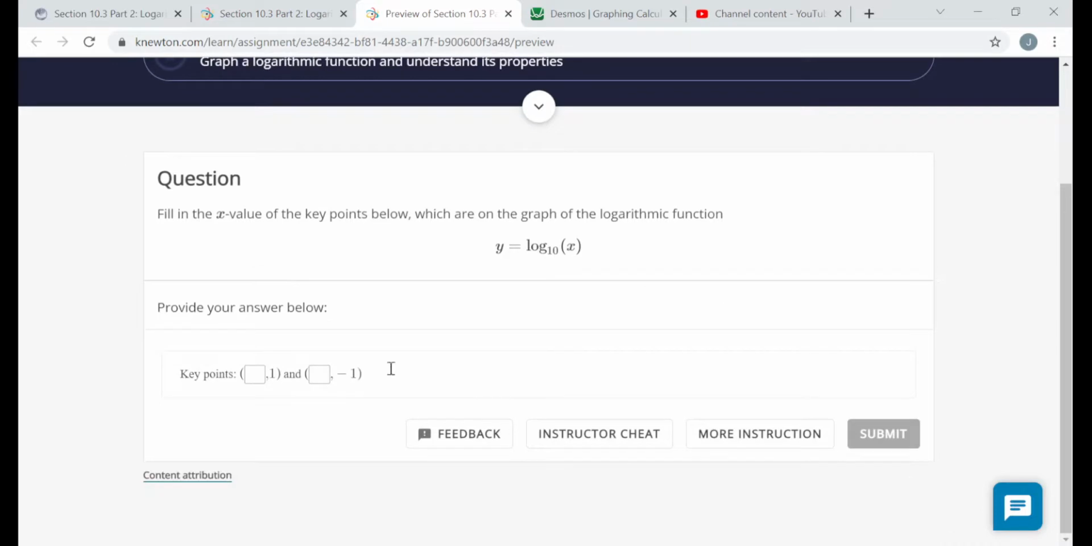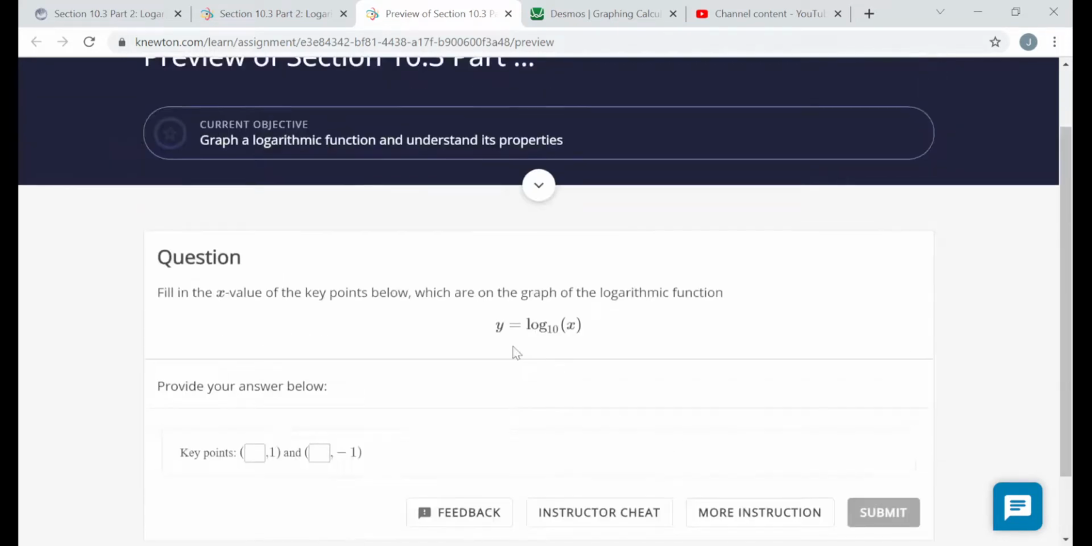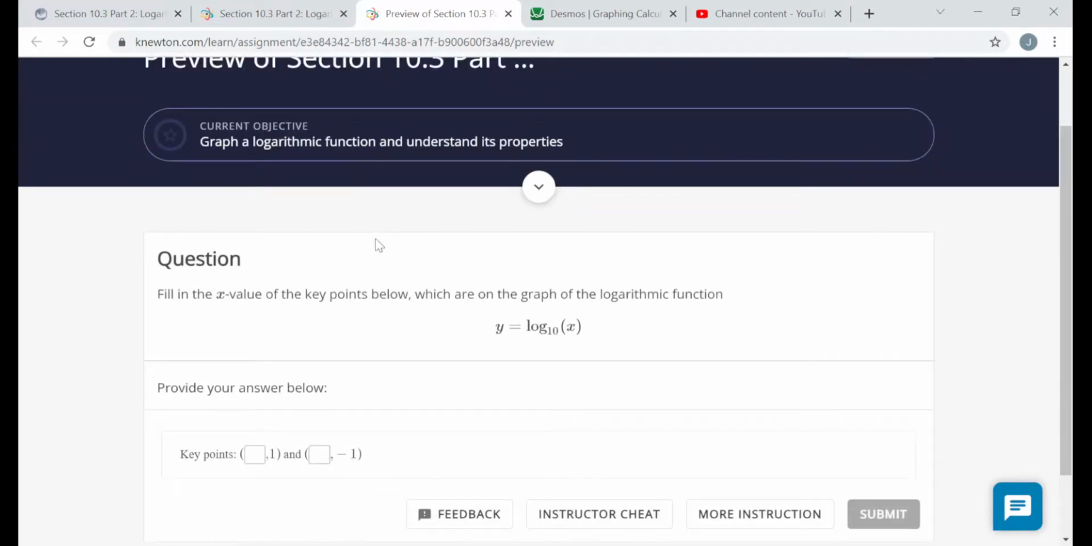And at the bottom of each question there should be a feedback button where you can send feedback to Knewton if you wish. You will not see the instructor cheat button. This will not be here. But you will see a more instruction button, which you can click on and get access to further reading material, maybe some videos related to the objective you're working on, and hopefully that helps.